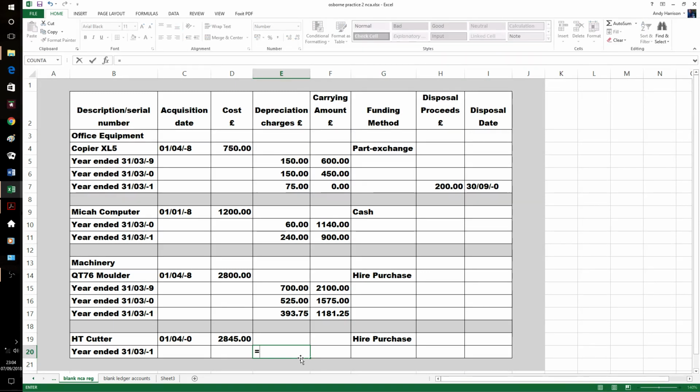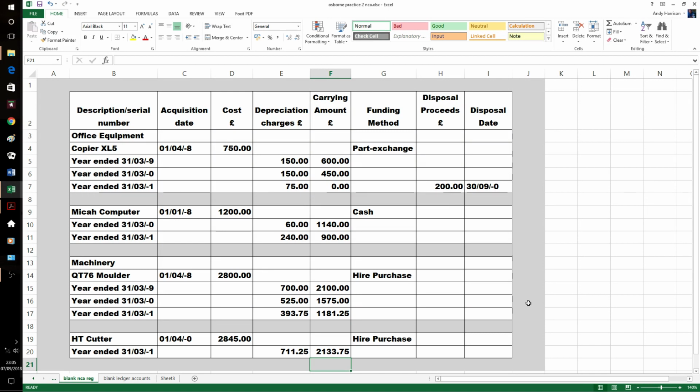We bought it on the first day of the financial year, presumably because the manager got a budget for the financial year. So the depreciation charge for the year is £711.25. Cost price minus depreciation charge leaves us a carrying amount of 2133.75. We could just divide that into months for most questions, most people would.